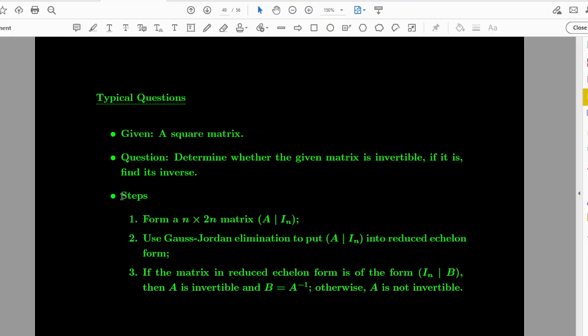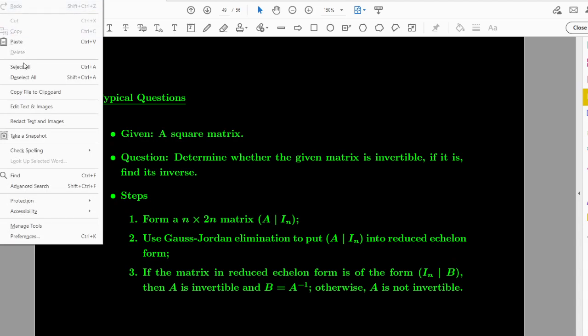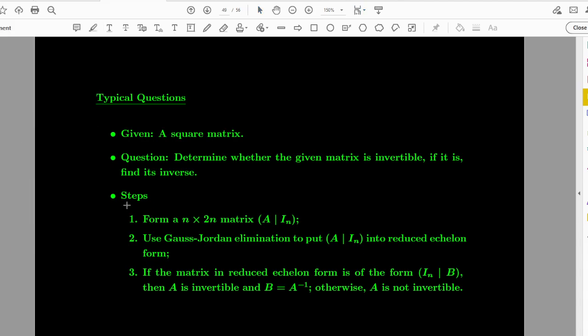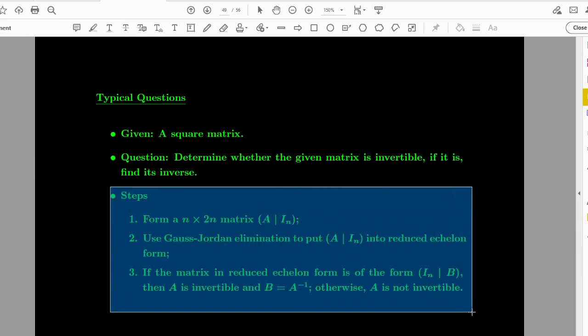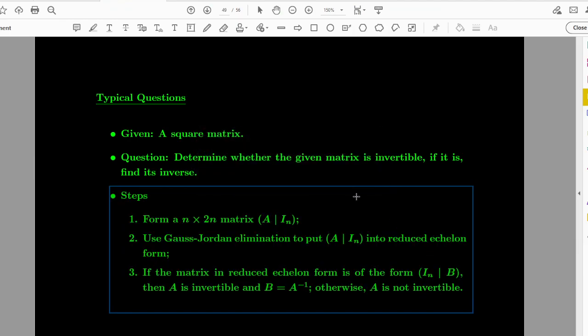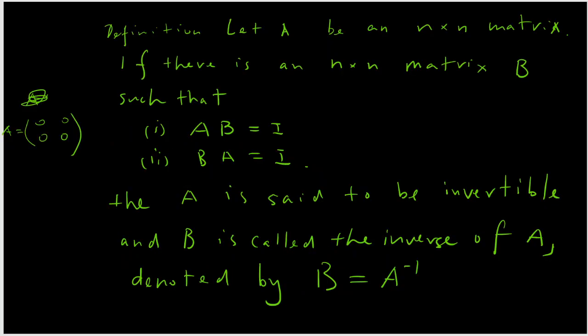That's an algorithm for determining if a matrix is invertible or not, and that's also an algorithm for finding the inverse of a matrix. If you want, I can copy the step procedures on the screen. Probably it's easy. I mean, copy the step procedures to the PowerPoint.